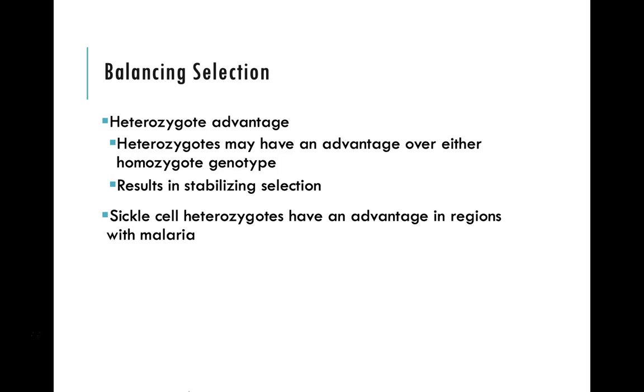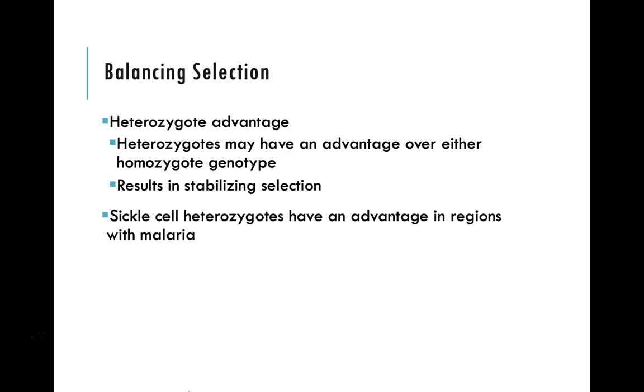So balancing selection is where you're basically selecting for the heterozygote. You're not selecting out either one of the homozygous situations, but you're selecting for the heterozygote. And this happens when the heterozygote has an advantage over either homozygous genotype. And so this results in a higher frequency of heterozygote individuals.